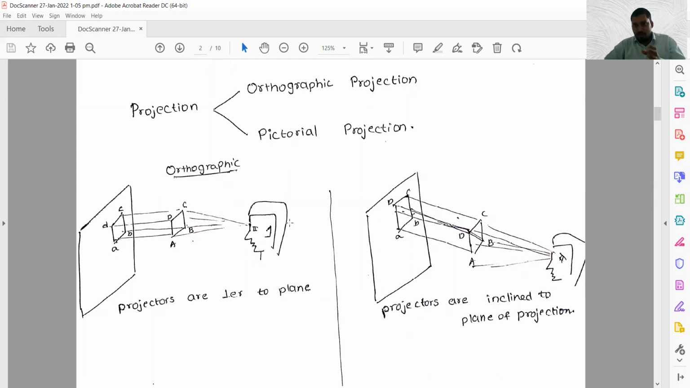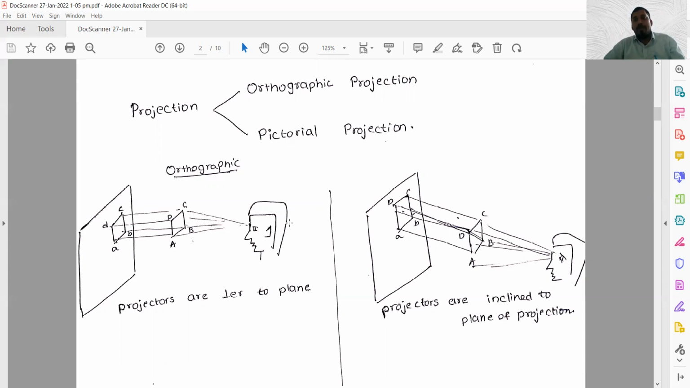Please listen carefully. When projectors are perpendicular to the plane of projection, the image or projection obtained on the plane is called orthographic projection. Ortho means perpendicular, 90 degrees. Pictorial means when projectors are inclined to the object and finally meet the plane in an inclined way. That may be more than 90 degrees or less than 90 degrees, but definitely the projector should be inclined to the plane of projection.